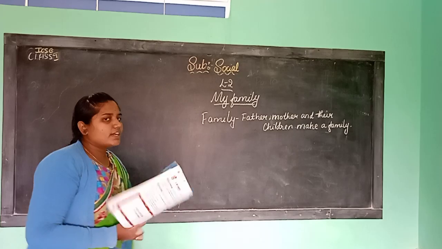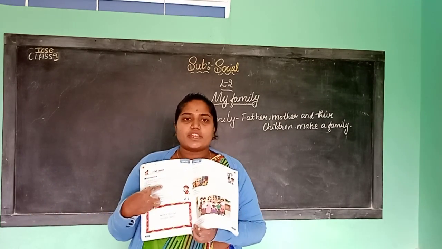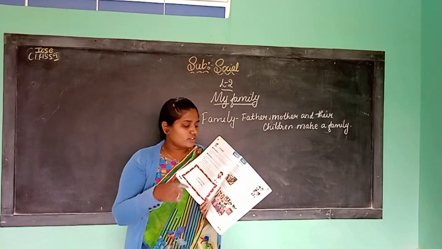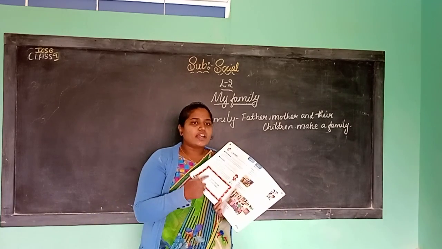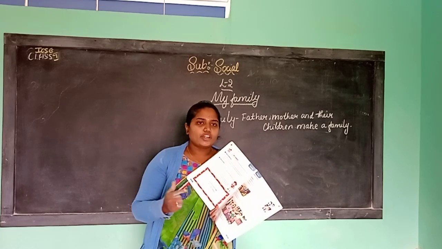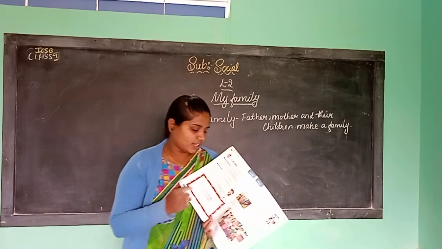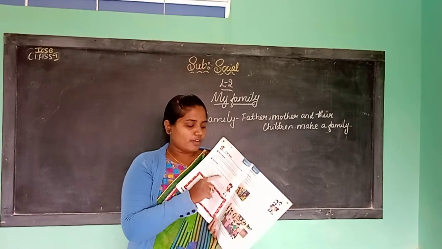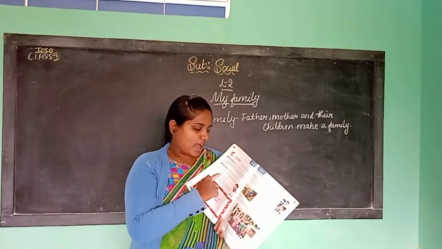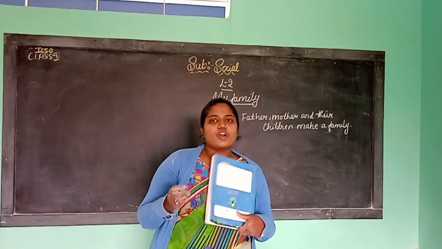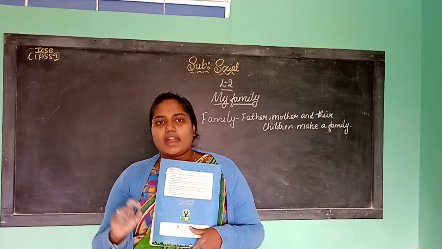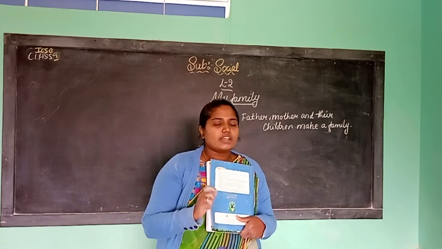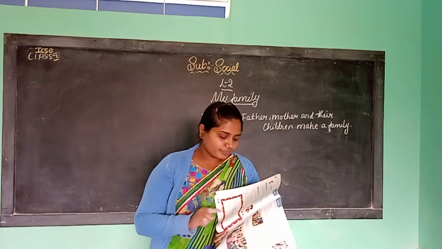So what is this girl's name? This girl's name is Rani. This Rani is going to introduce her family members. So I am Rani, this is my family. My mother, father, brother and I live together. Rani, how many members? Four members. Father, mother, Rani and Rani's brother are living in that family.